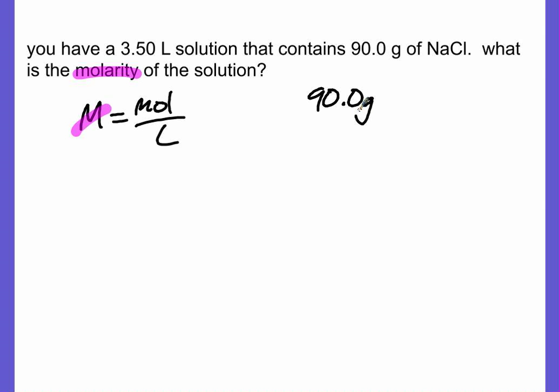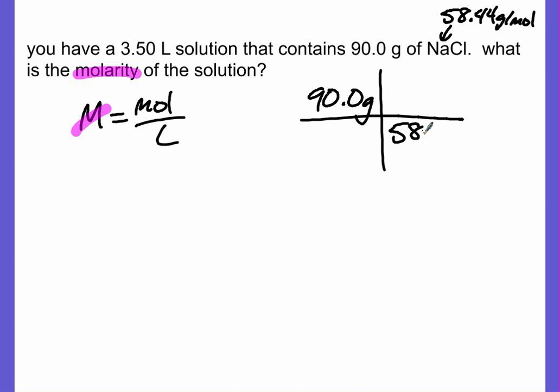So sodium chloride, I remember it's 22.99 again, plus whatever my value for chlorine is, which happens to be 35.45. So I'm going to get a molar mass for the sodium chloride that's 58.44 grams per mole. And I've got to use that to figure out how many moles of that stuff I happen to have right now. So with this 90 grams, dividing by 58.44 grams, I can figure out how many moles I have.